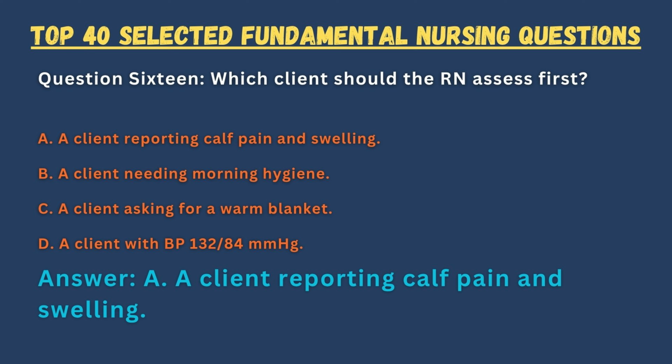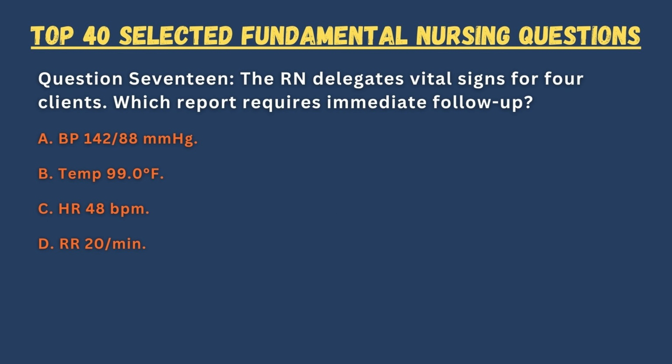Answer. A. A client reporting calf pain and swelling. Question 17. The RN delegates vital signs for 4 clients. Which report requires immediate follow-up? A. BP 142/88 mmHg. B. Temp 99.0 degrees Fahrenheit. C. HR 48 BPM. D. RR 20 per minute.